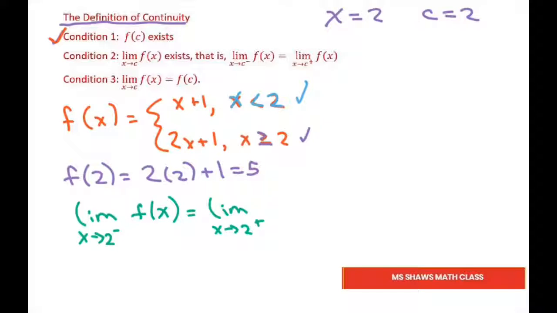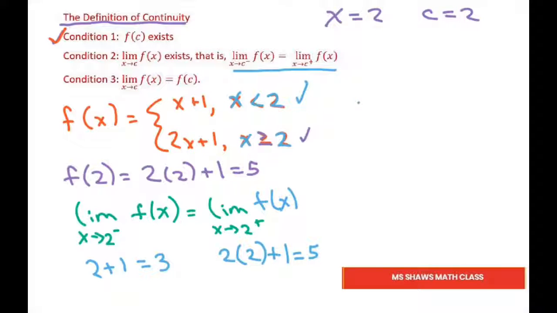So we're going to plug in 2 into this equation. So this would be 2 plus 1, and that gives you 3. Now, from the right, that means all numbers bigger than our 2 here. Plug that in, you get 2 times 2 plus 1, and that equals 5. This should be f of x there. Now, for the limit to exist, these two should be equal, and they don't. 3 does not equal 5. Therefore, it fails condition 2, so this function is not continuous.